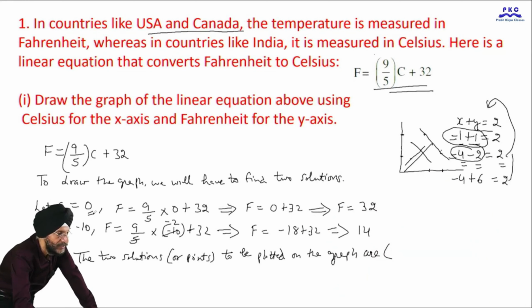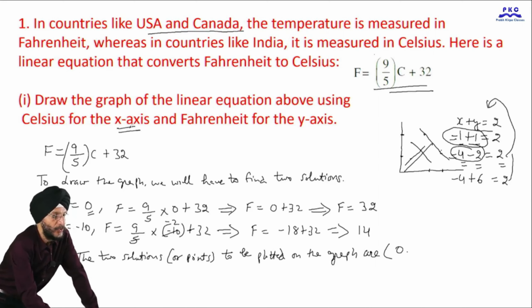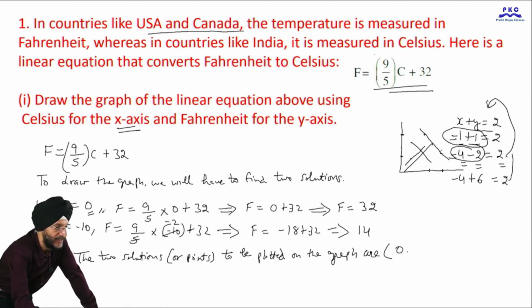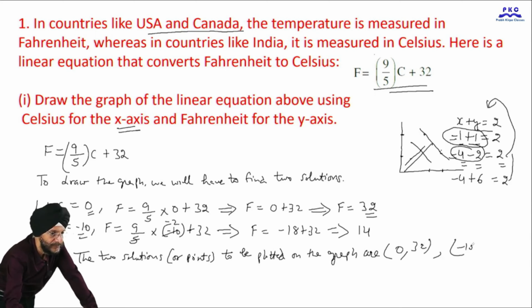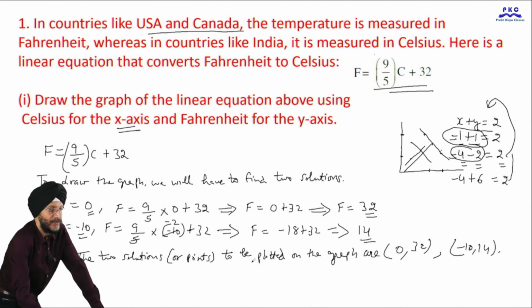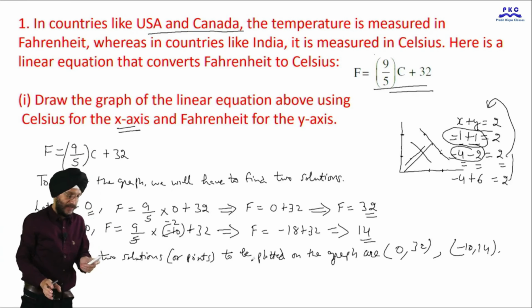First is this 0, as Celsius is to be mentioned on the x-axis. We will write Celsius first. What is Celsius? Which has been found out in the first case. C is equal to 0, then F is equal to 32, then second solution is -10, then 14, value of F is 14. So these are the 2 points which we will plot on the graph.